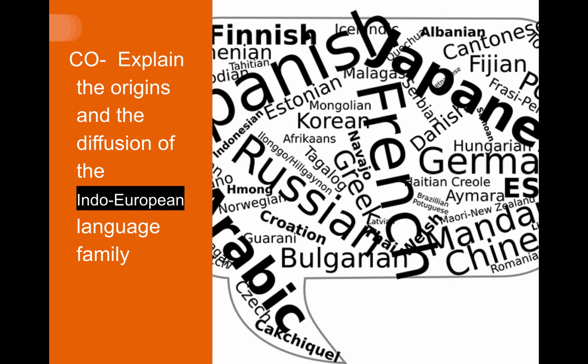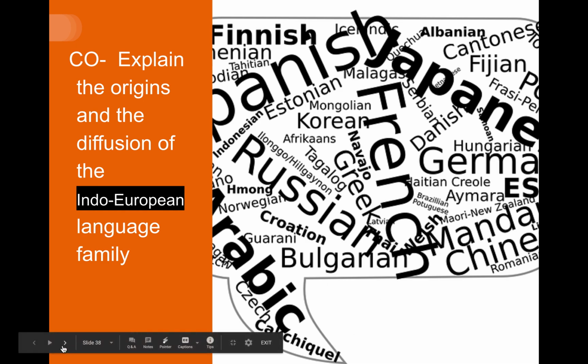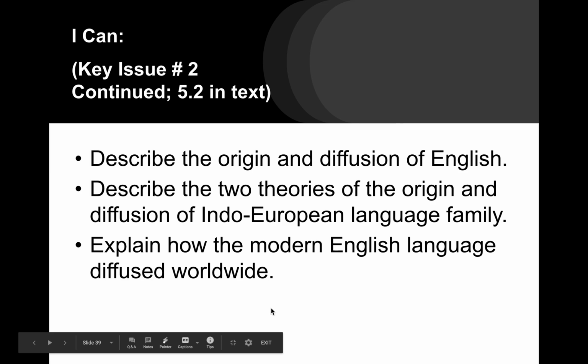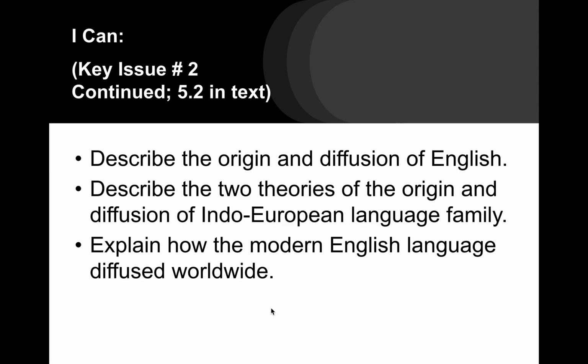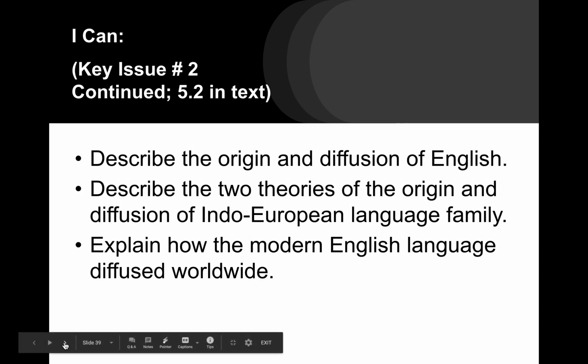All right, this will be the continuation of key issue 2 for language, and we'll continue on with key issue 3. Content objective: explain the origins and the diffusion of the Indo-European language family. Your I-CAN statements: describe the origin and diffusion of English. Describe the two theories of the origin and diffusion of the Indo-European language family. And lastly, explain how the modern English language diffuses worldwide.